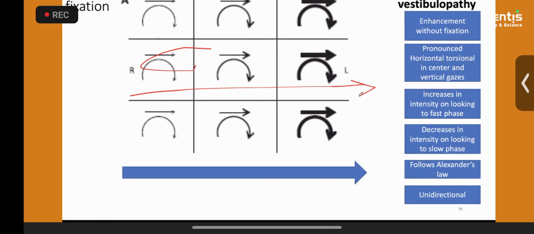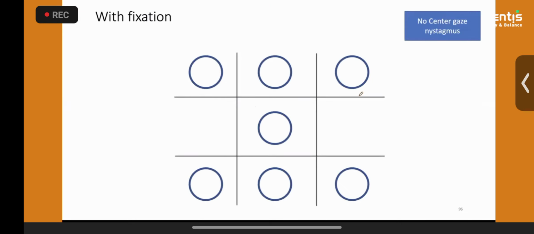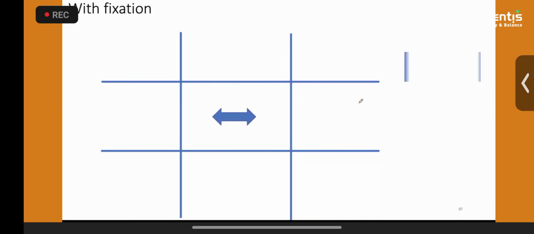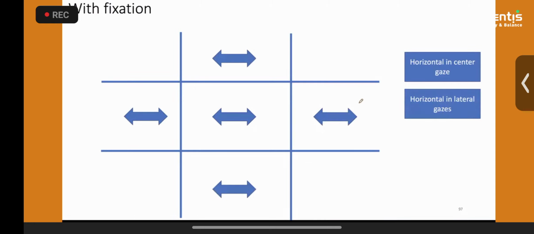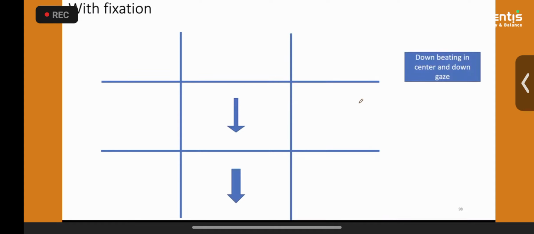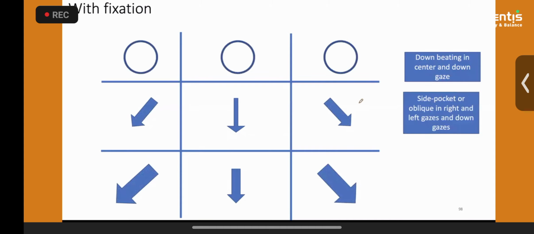It is typically seen in peripheral, acute unilateral vestibulopathy. Now, if you find a nystagmus where there is no nystagmus in the center gaze, when the patient looks to the right, there is a right beating nystagmus, and when the patient looks to the left, there is a left beating nystagmus, it is a gaze evoked nystagmus. If a patient has horizontal nystagmus in the center, right, left, up, down, it is an infantile variety of nystagmus, congenital nystagmus. If a patient has downbeating in the center and down gaze and side pocket nystagmus in the side gazes, then it is typically a downbeat nystagmus. It is a central nystagmus.